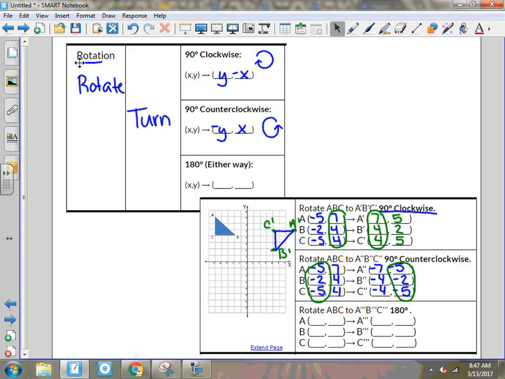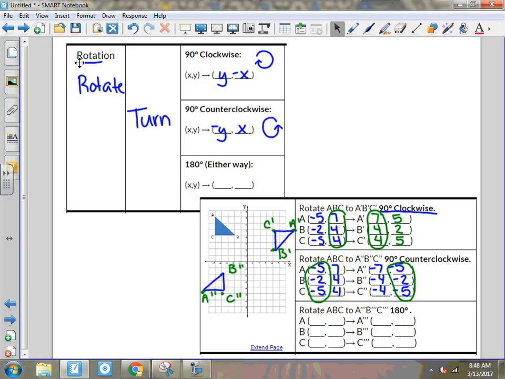So when I go through and I graph this now, again, it's going to be just off, but we'll be all right. And then down 5, so 1, 2, 3, 4, 5 is going to be A double prime this time. And then -4, -2, and that's B double prime. And then -4, -5 is C double prime. Connect those dots, and I've got A double prime, B double prime, C double prime.